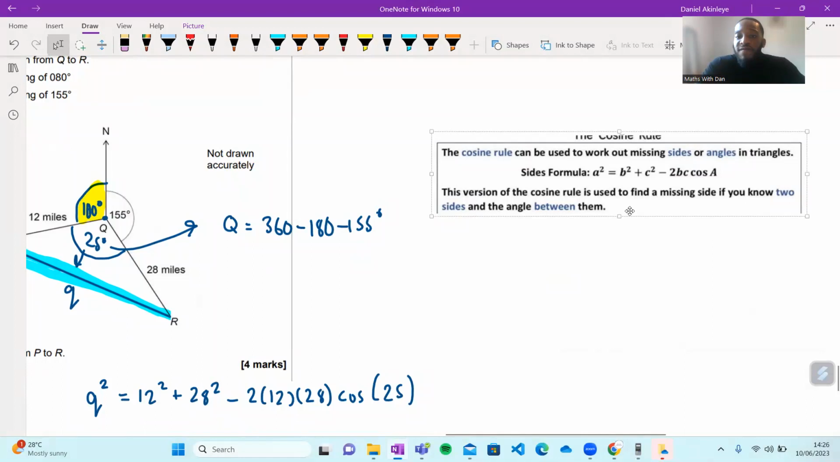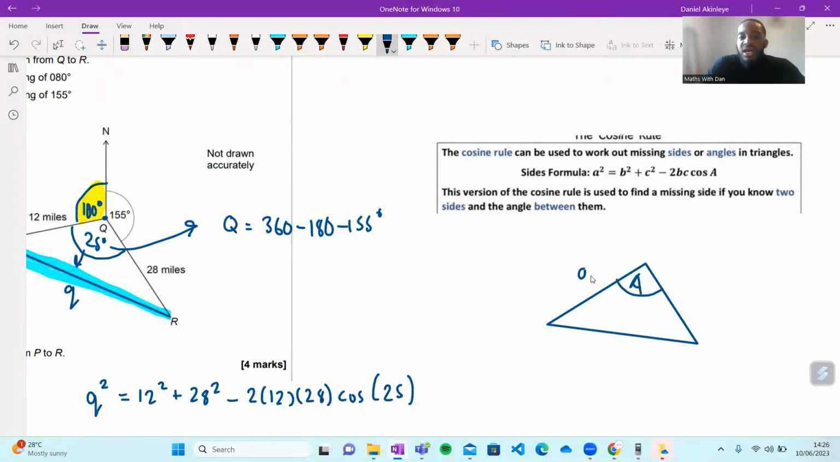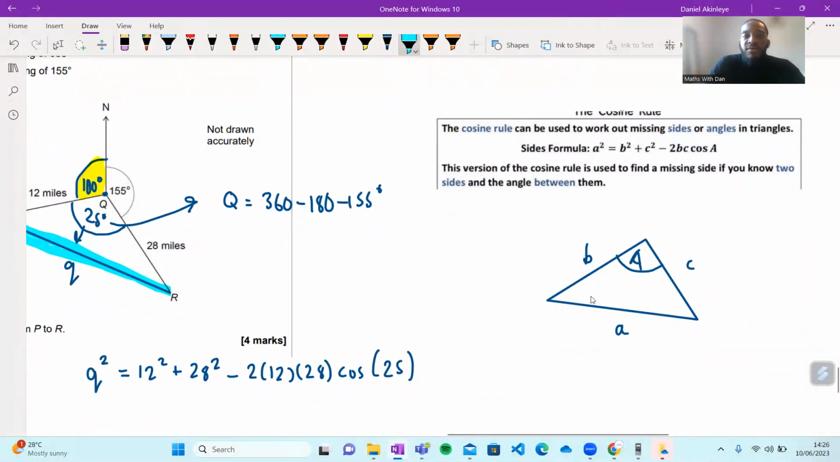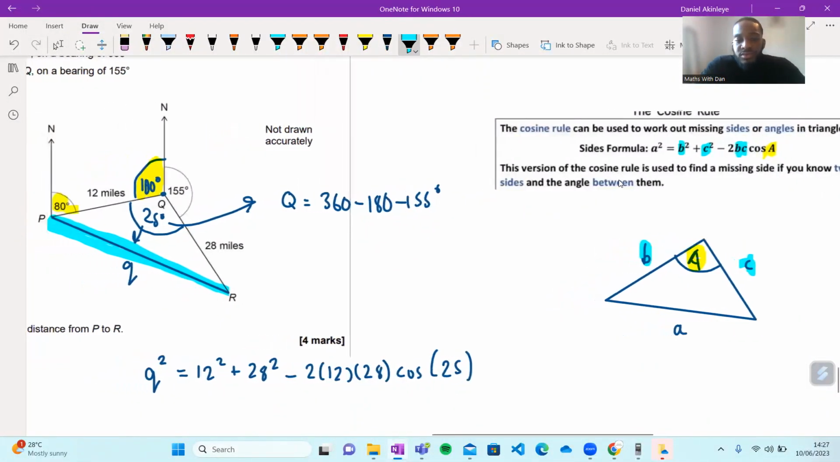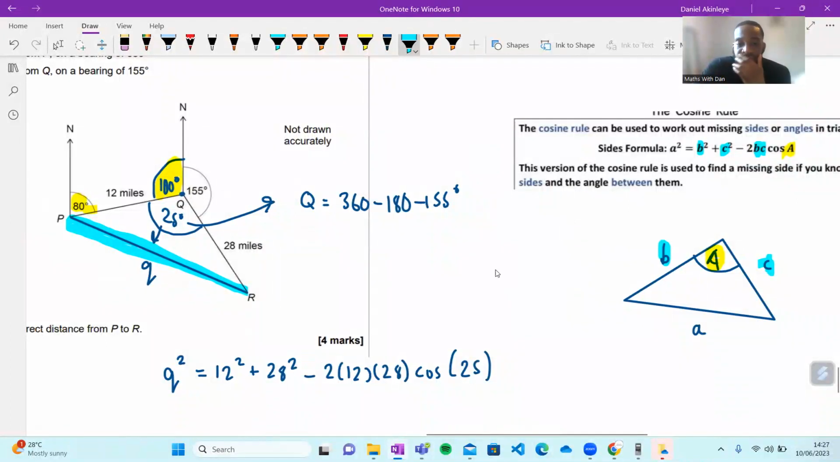This version of the cosine rule is used to find the missing side if you know two sides and the angle in between. So basically you have a triangle like this here, and let's say this is B and this is C, and this is always lowercase a. Then can you see from the formula, we've got these two sides, B and C, and we have the cosine of A, the angle in between. All I've done is apply that formula. Does that make sense now? Can you make sure we're all okay with that?